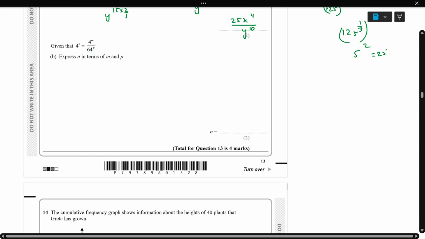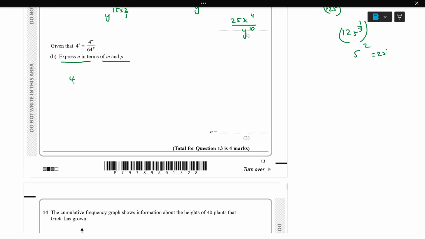Next one, given 4 power n equal to 4 power m into 64 power negative p, we need to find n in terms of m and p. So I'll bring everything up. 64 I can write as 4 cube, whole power negative p. So 4 power n equals 4 power m into 4 power negative 3p. Here we multiply, so we add the powers: 4 power m minus 3p together.